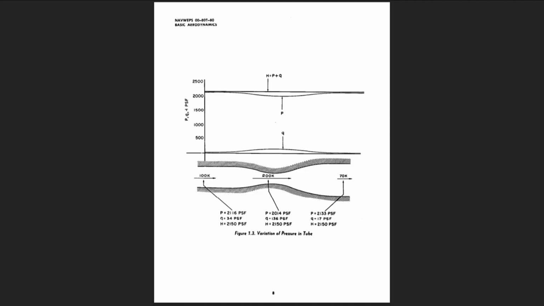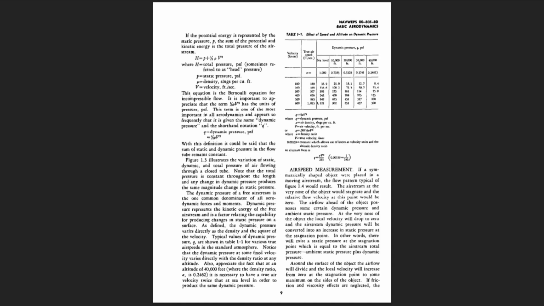Figure 1.3 illustrates the variation of static, dynamic, and total pressure of air flowing through a closed tube. Note that the total pressure is constant throughout the length, and any change in dynamic pressure produces the same magnitude change in static pressure. The dynamic pressure of a free airstream is the one common denominator of all aerodynamic forces and moments. Dynamic pressure represents the kinetic energy of the free airstream and is a factor relating the capability for producing changes in static pressure on a surface.